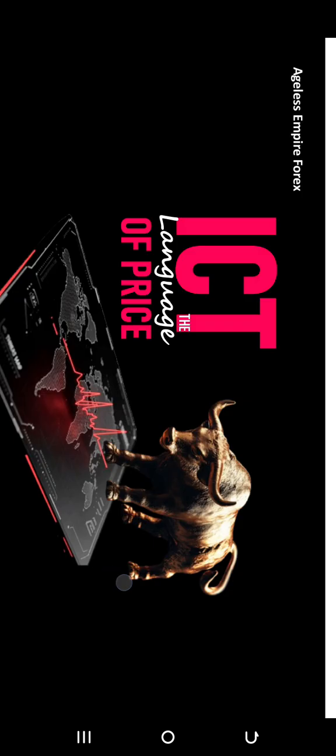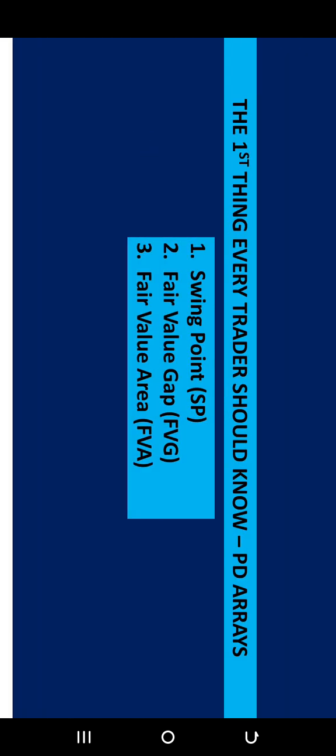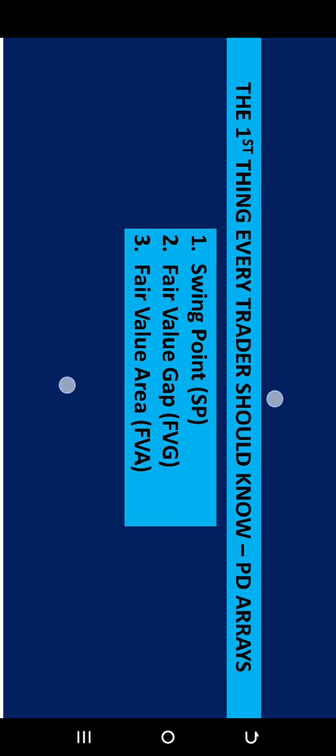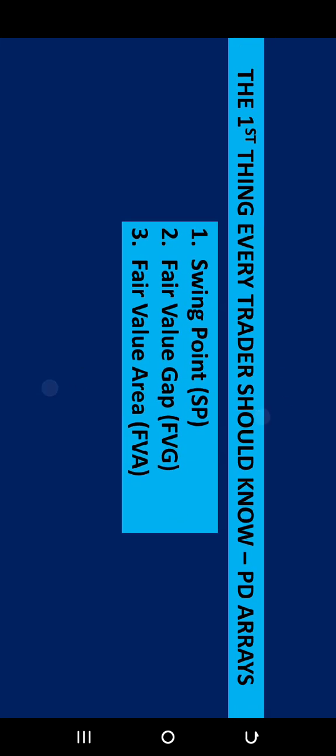Now you need to understand first the first thing every trader should know if you want to be profitable. I will repeat it, let me zoom in. If you want to be profitable in this industry, there is something that you must know first. That is why I said earlier the chart is a language, and when you understand the language, you'll be able to speak it. And that first thing that you must know is your PD arrays.